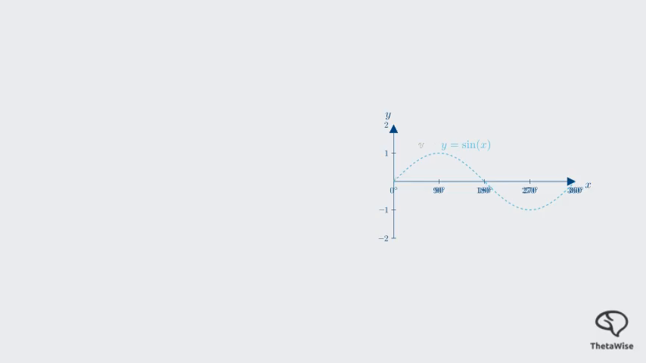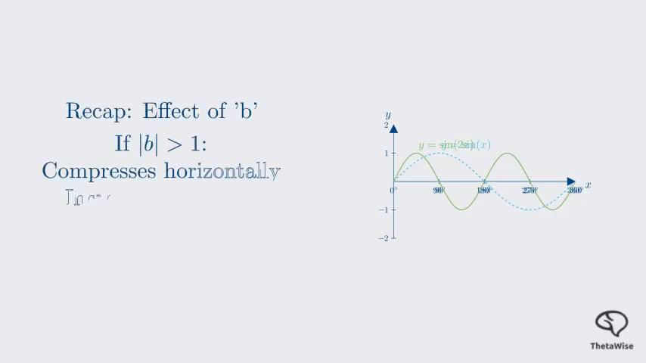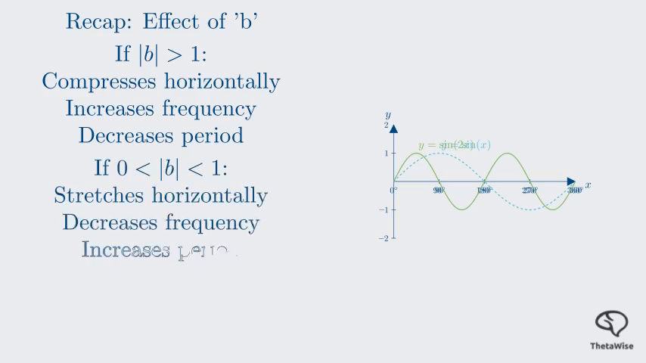We can see clearly that the solid line, y equals sine 2x, completes 2 full waves in the same space that the dashed line completes 1. The frequency has been doubled. To recap, the b parameter scales the graph horizontally. A b greater than 1 compresses the graph, increasing the frequency and shortening the period. A b between 0 and 1 would stretch the graph, decreasing the frequency and lengthening the period.